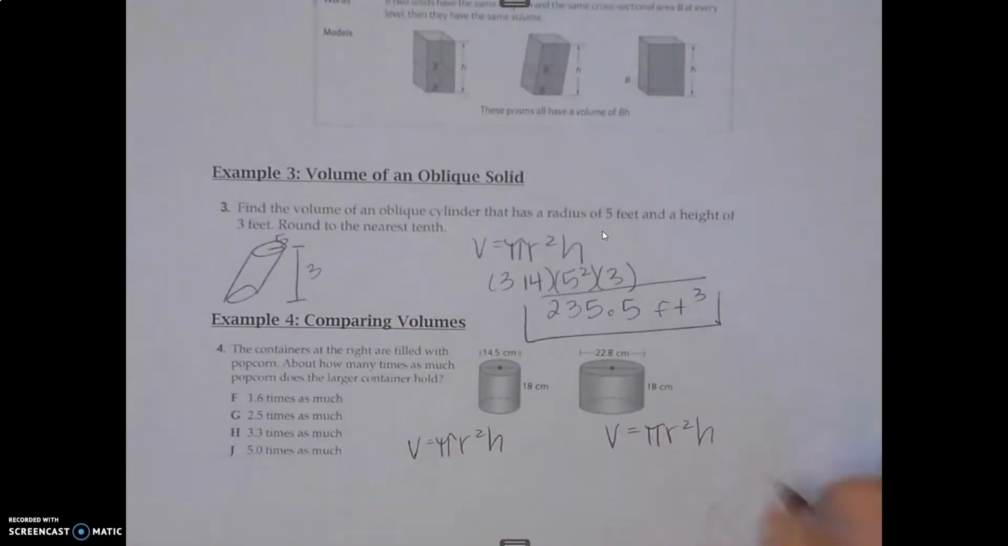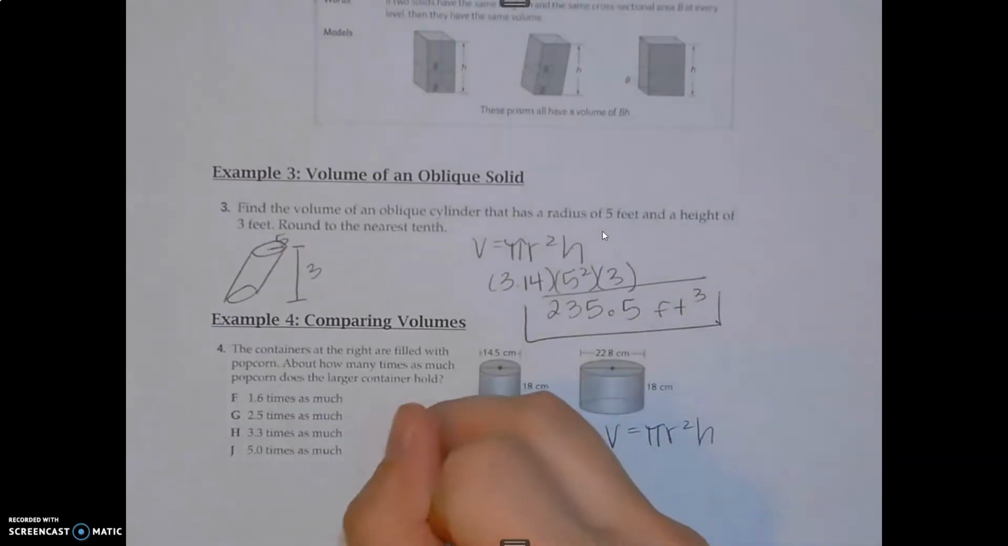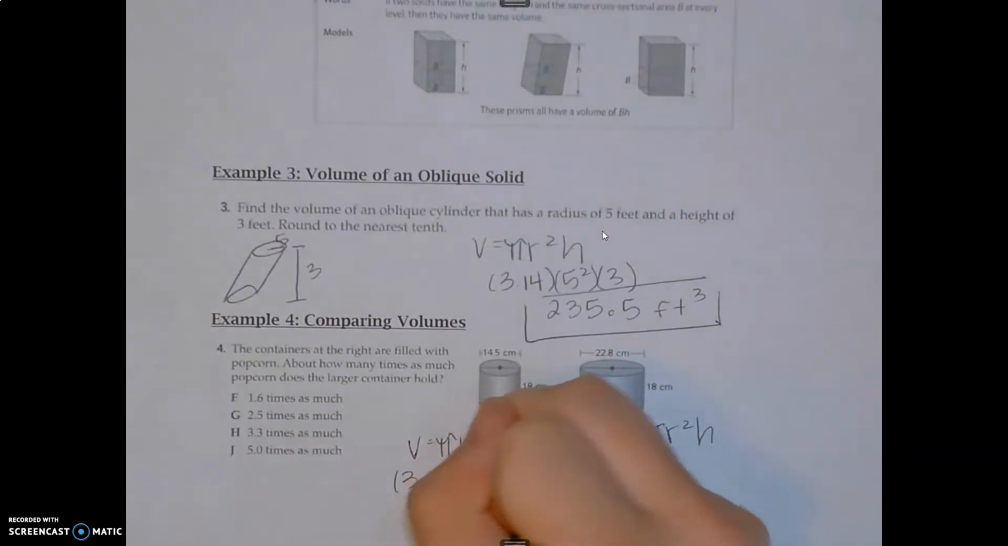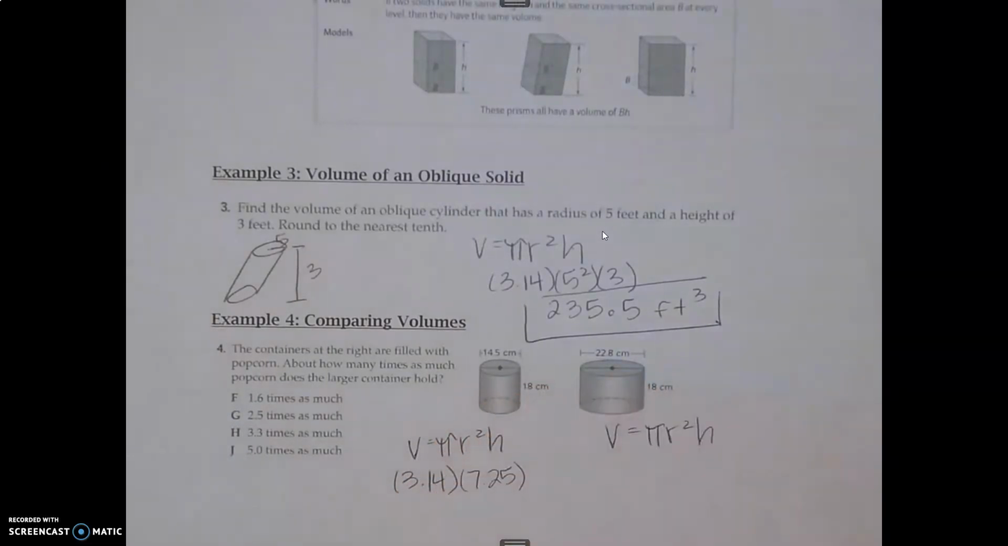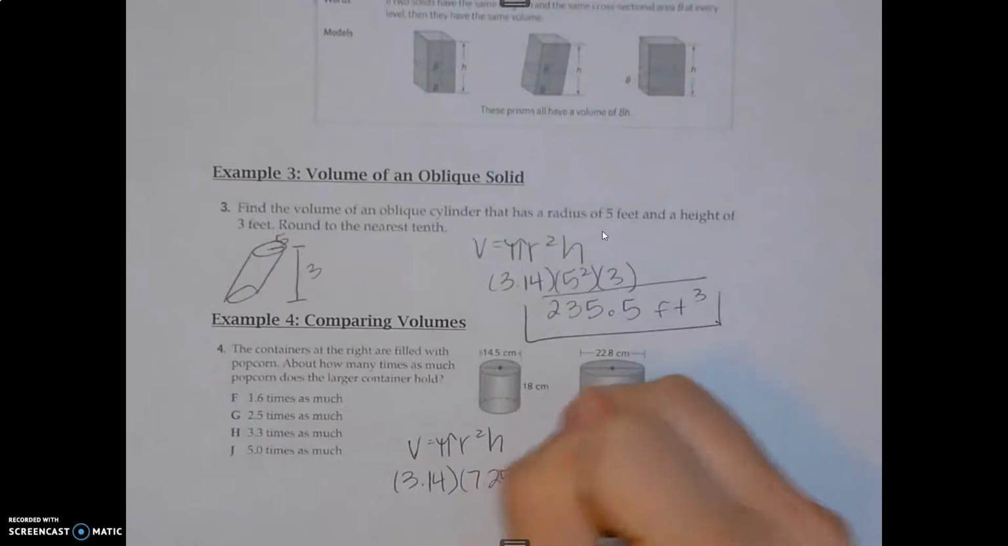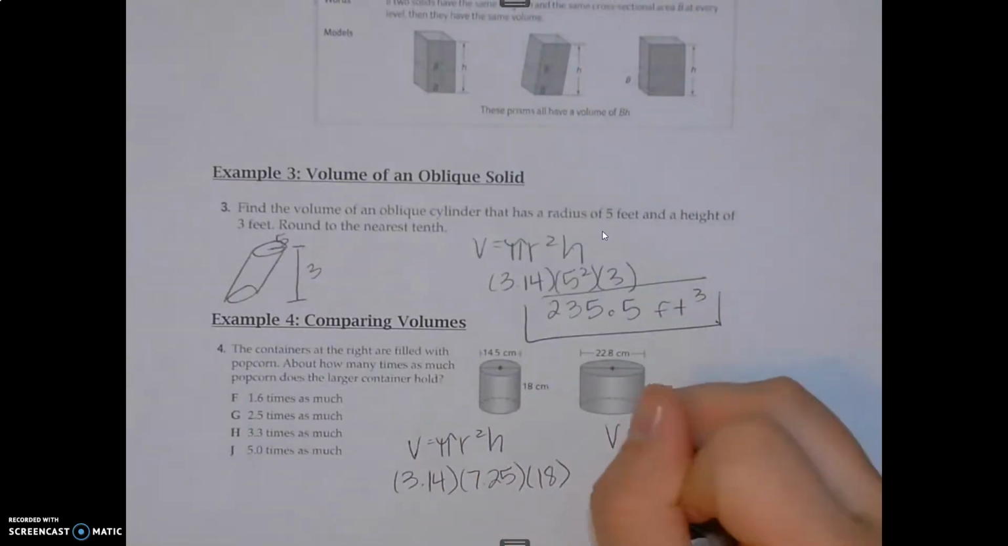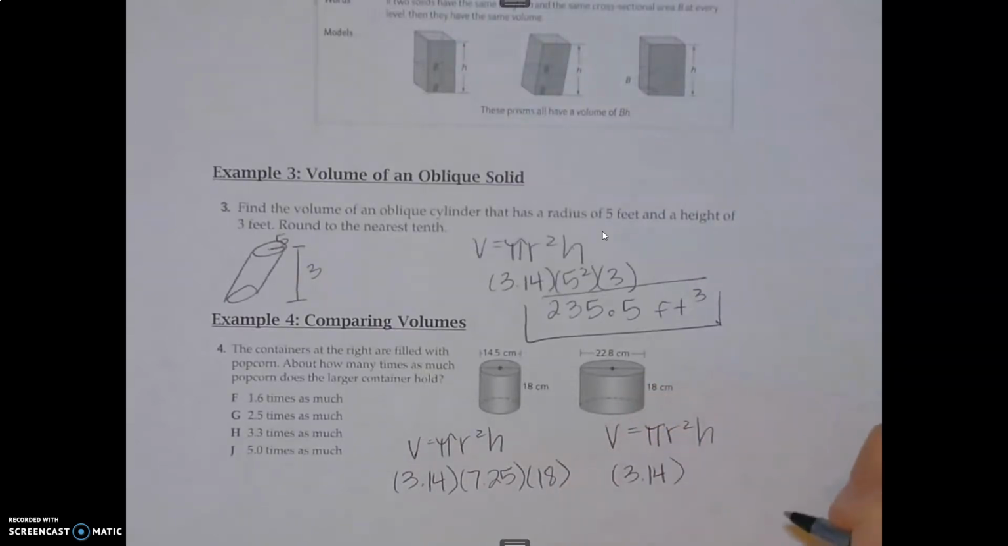For the first cylinder, I see they gave me the diameter, so I'll just take half of that to find the radius. If my diameter was 14.5, my radius would be 7.25, and the height of that prism was 18. And for the second cylinder, again, they did give me the diameter, so I'll take half of it. So I have pi, or 3.14, multiplied by the radius, in this case, which is 11.4, squared, multiplied by the height of 18.